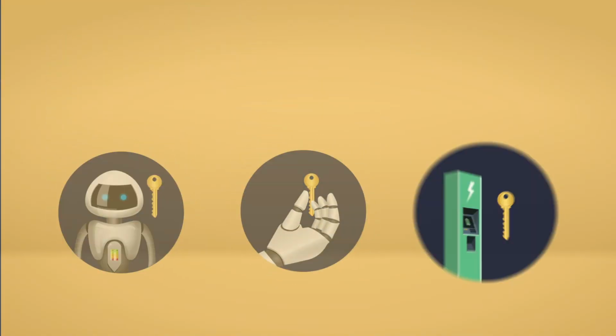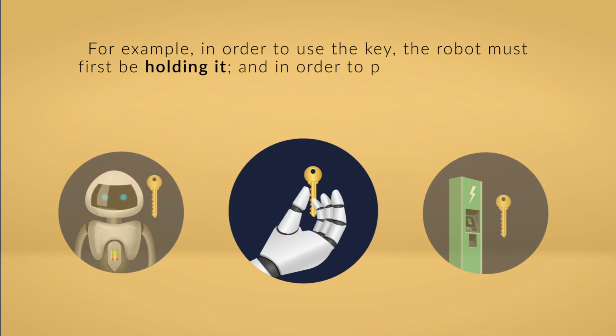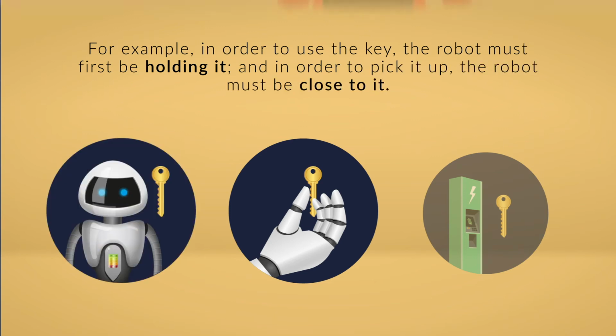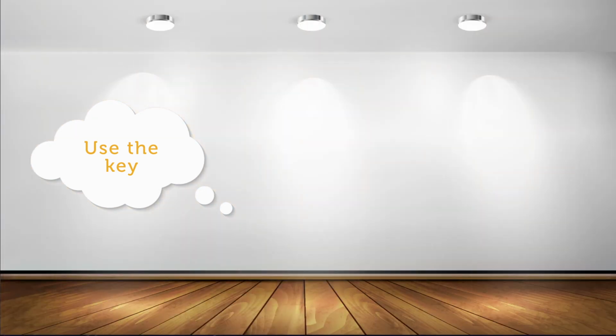To enact these steps, several parameters must be set out in a model of the situation. For example, in order to use the key, the robot must first be holding it, and in order to pick it up, the robot must be close to it. With machine learning, the physical actions associated with each parameter can be learned through experience. However, through previous approaches, researchers needed to establish the instructions themselves. With PAT, the probabilities of the variables measured by the robot's sensors can be used as the variables required to build a model of the situation with no human input required.